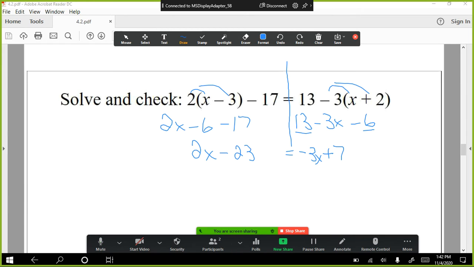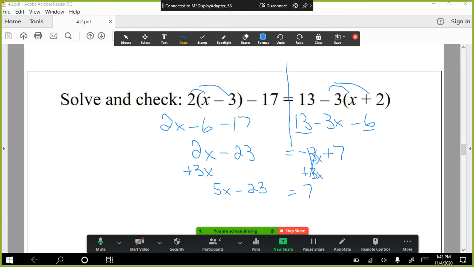Now, I've got it simplified on each side, but I've got variables on both sides. Now, you can go either direction. I could subtract the 2x and move the variable over to the right. I always like to bring it to the left. So I'm going to add 3x to both sides. The reason I do that is because that will add to 0, and it will do away with that term. And I'll just be left with 7, and then that will be 5x minus 23.